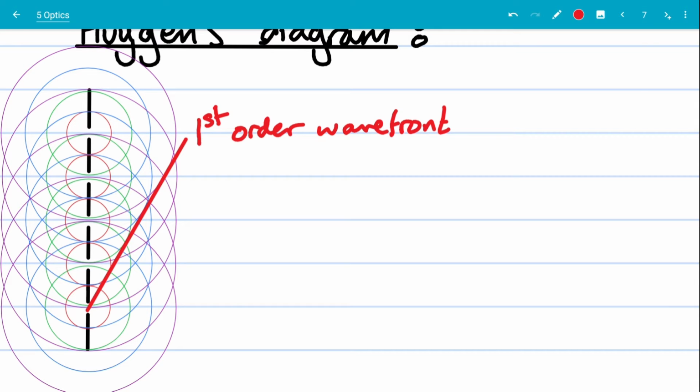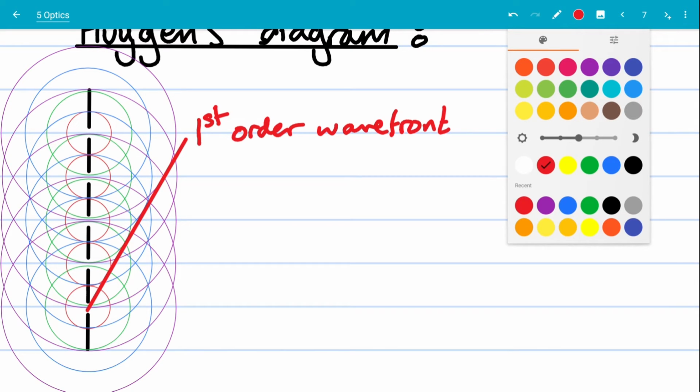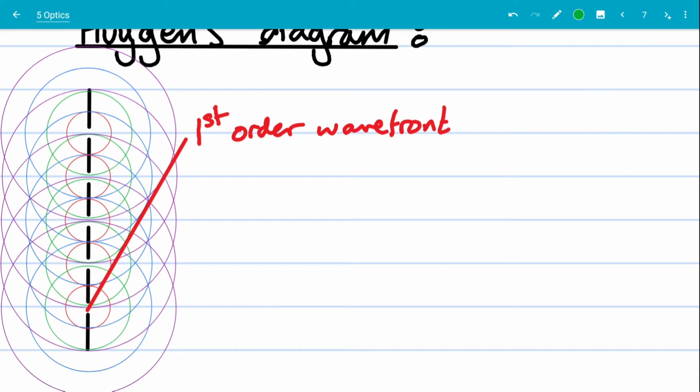We could do it again for the second order wavefront. So let's change to a different color. So instead of adding one wavefront for each slit, we're going to add 2 wavefronts for each slit. So we're starting here, and then in the second slit, we're going to draw a line that passes through not the red one, but the green one. That's going to be all the way down here. And then it'll have to pass through for the next one, not the blue one, but the purple one, which is, again, all the way down here.